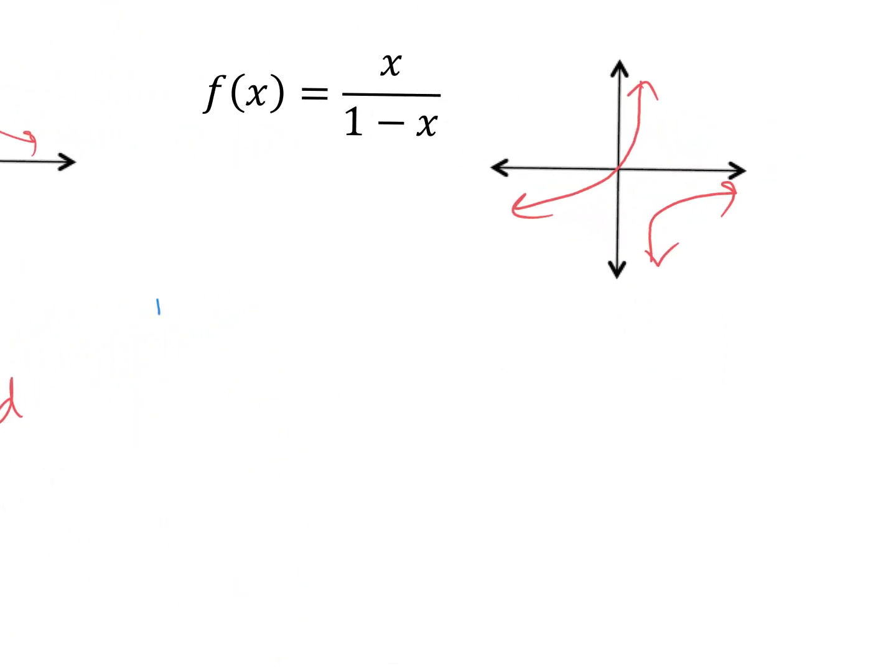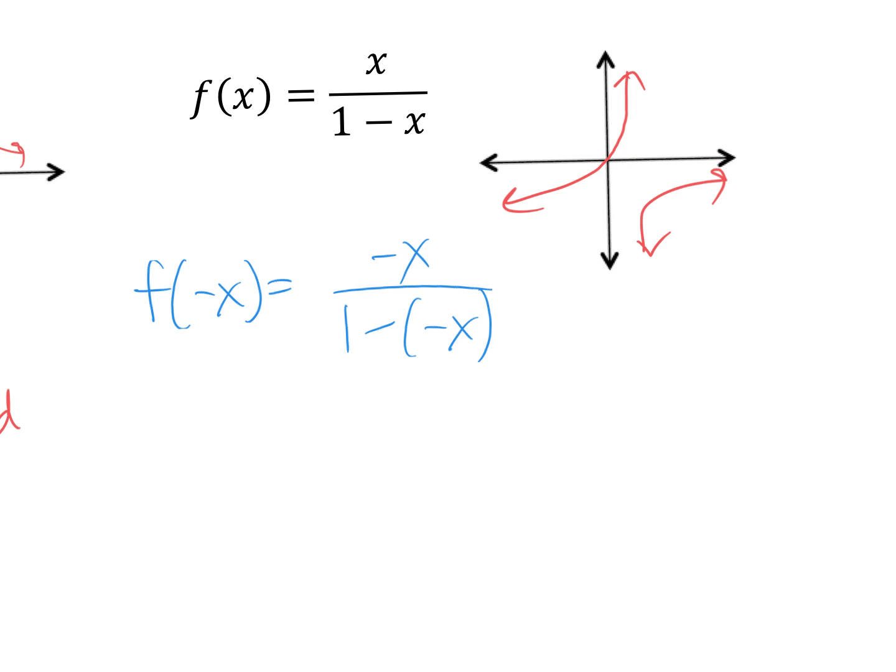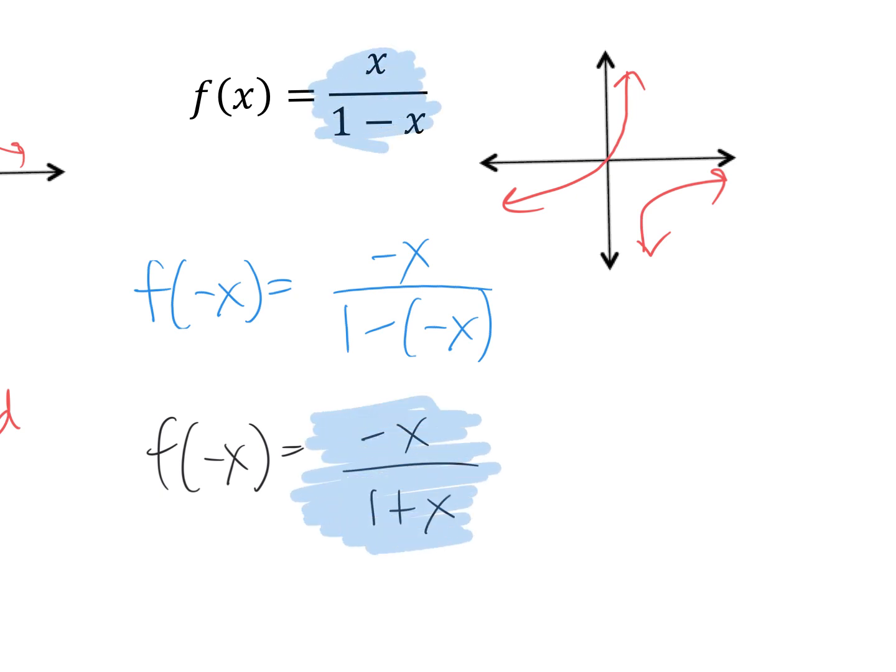We got to go plug in a negative x for all of them. And then we got to simplify. When I plug in a negative x, we get negative x over 1 plus x. Do you get the same as what I started with? Or everything the opposite? Is the top opposite? Yeah. What about this 1? 1's not opposite. Is the x opposite? So it's like so close, but is it everything the opposite? No, so then we got to say neither. And that's what we predicted.